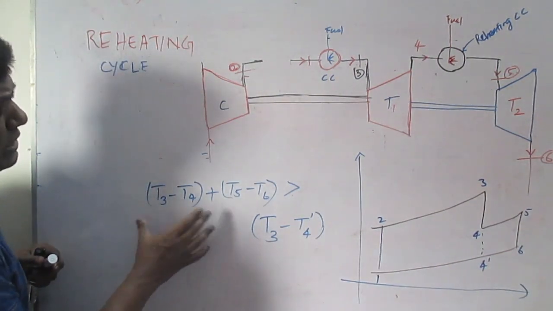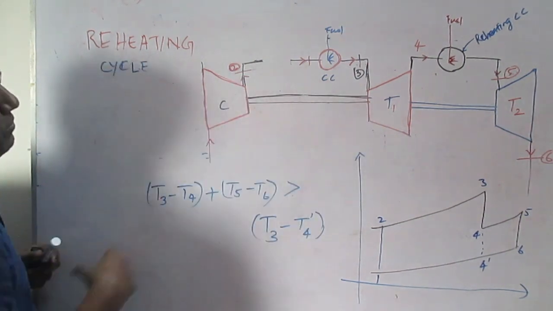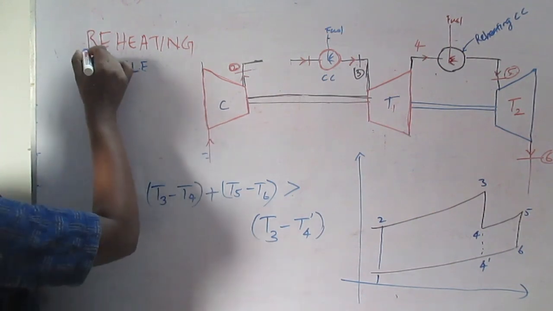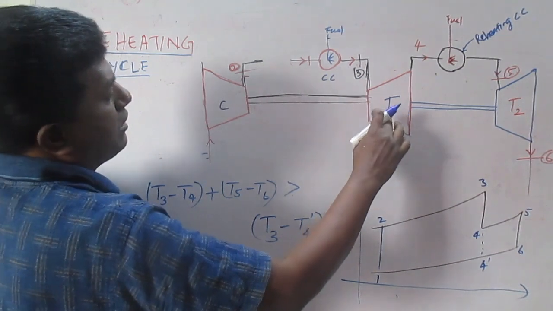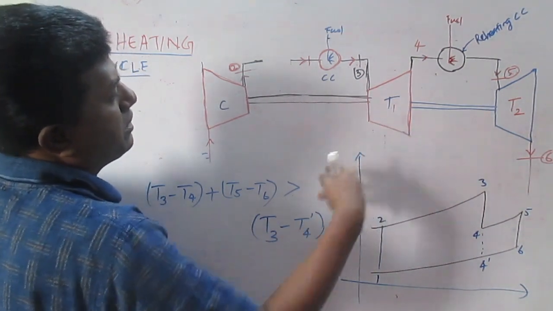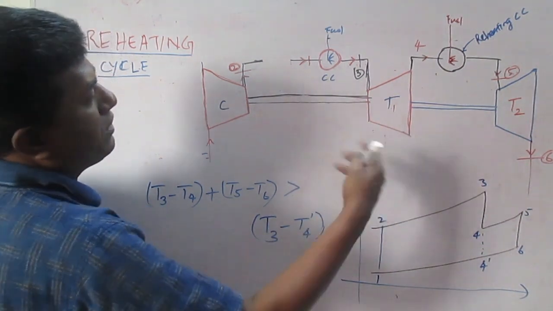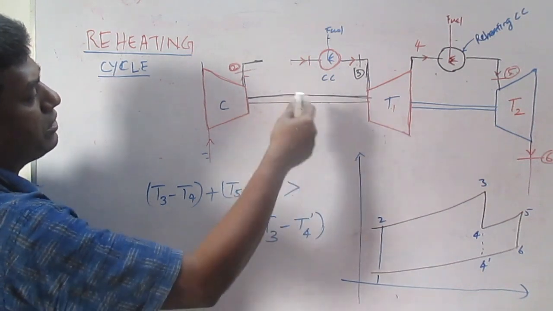This condition must be satisfied for this modification. This modification we call the reheat cycle. Whatever we are doing, we are splitting the turbine work into two stages and increasing the turbine work, and in that way we are increasing the performance of this cycle.